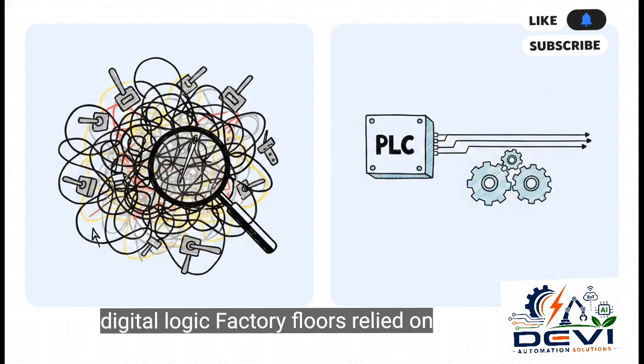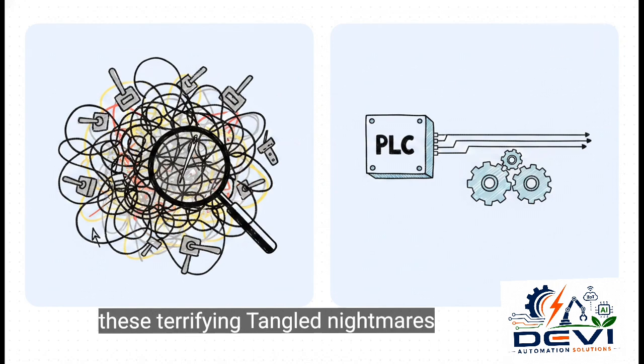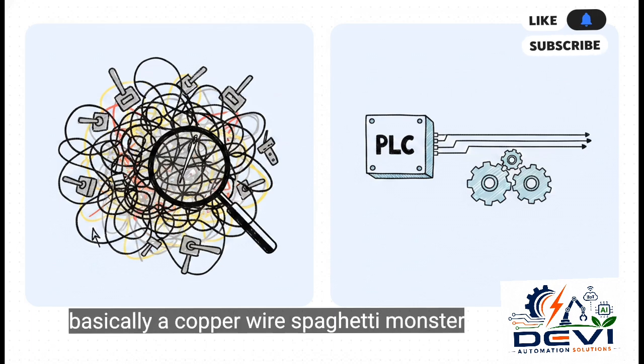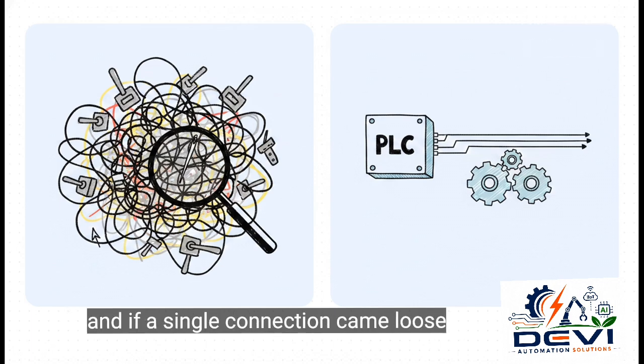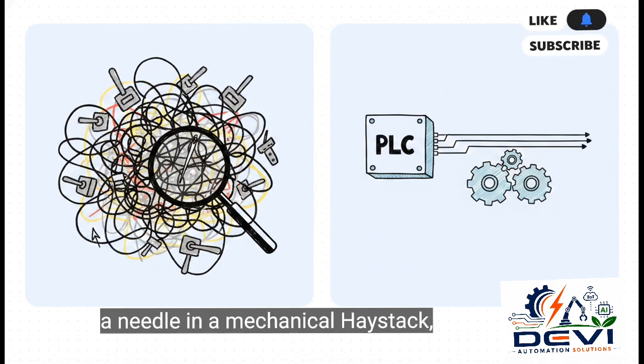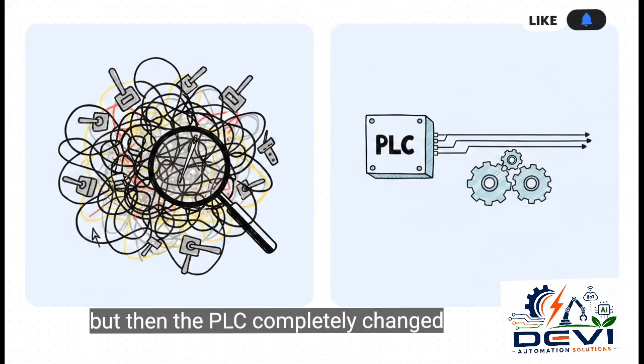Before digital logic, factory floors relied on these terrifying, tangled nightmares of hardwired relay panels. It was basically a copper wire spaghetti monster. And if a single connection came loose, well, finding that fault was literally like looking for a needle in a mechanical haystack. But then, the PLC completely changed the game.